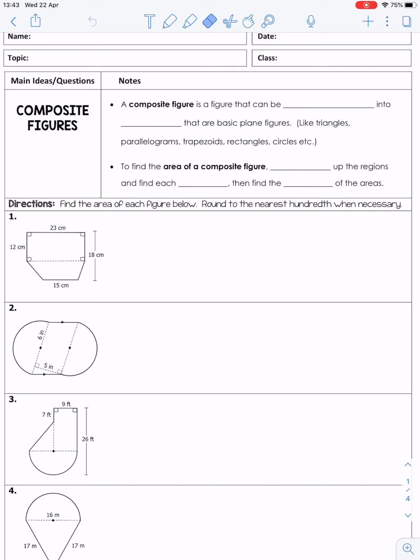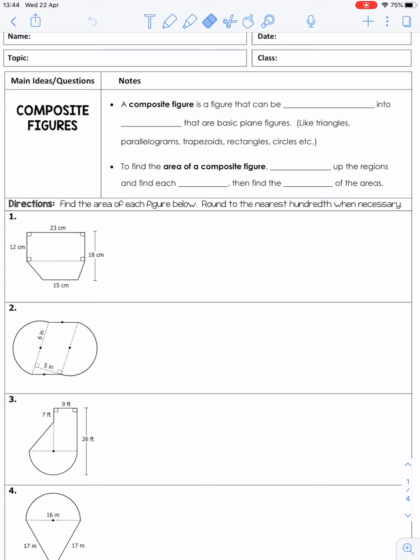Hey guys, this is 10.3. It's going to be on composite figures. Basically, composite figures are a combination of 10.1, where we took the areas of those shapes we learned, and we're going to combine them into one weird looking shape.